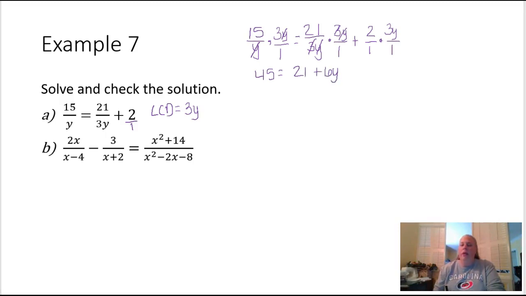And now I have an equation with no fractions in it, and I can solve this. So let's subtract 21 from both sides. This is going to give me 24 equal to 6y. And then when I divide by 6, it looks like my solution is going to be 4.